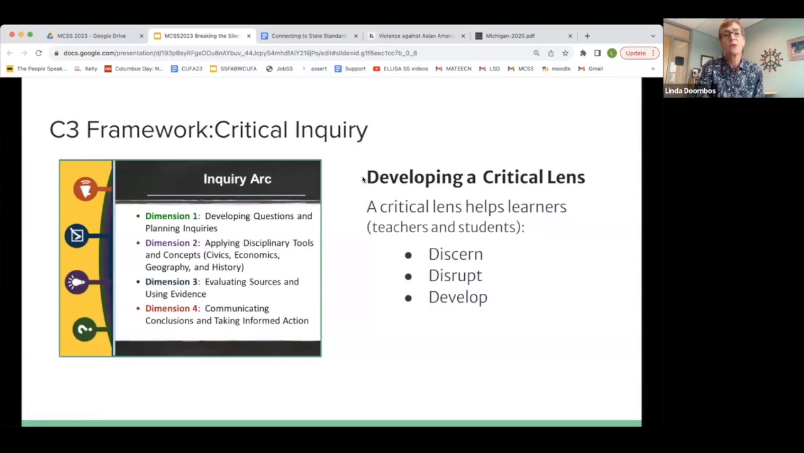And so what we're trying to do as we think through the inquiry arc of developing those questions and applying the disciplinary tools, and communicating those results and acting on those results, is that we're trying to develop this lens where, how have we come to see and know the world? What is my story? What are other people's stories? How have they come to see and know the world? And then how do we disrupt any harmful behaviors and values and beliefs, such as what we saw at the surface level with that video that I opened up with? And then how do we develop ways to make the world a better place?